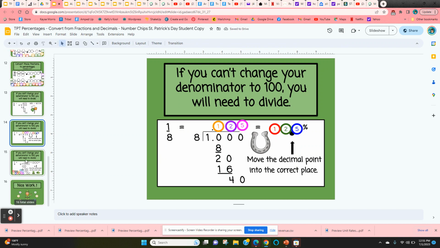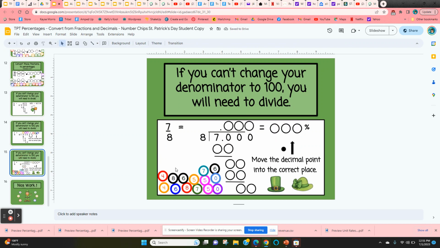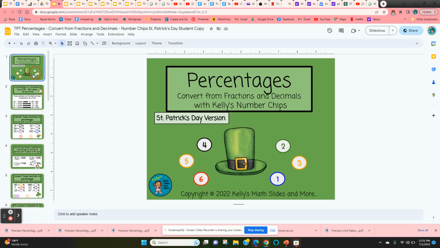The very last slide, they've got to do all of the division on their own. They've got all the numbers they need, and just make sure they move that decimal point into the correct place in the answer. So that is percentages, converting from fractions and decimals with number chips, the St. Patrick's Day version.